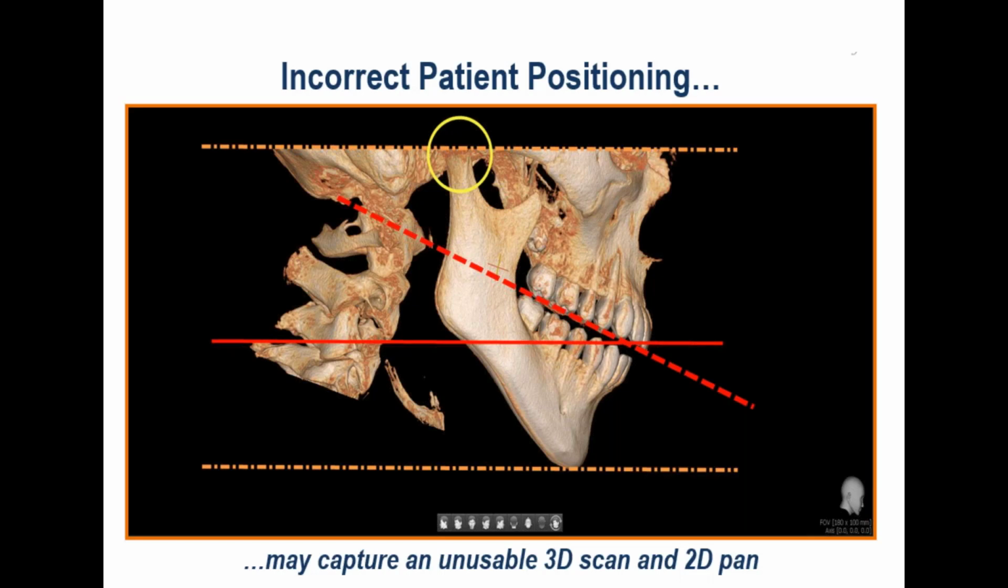Right. If the head's too far down in this example, it's going to throw all the anatomy out of position, and that field is going to cut off, in this case, the top of that condyle. Yes, we do want to make sure we have that flat occlusion there.